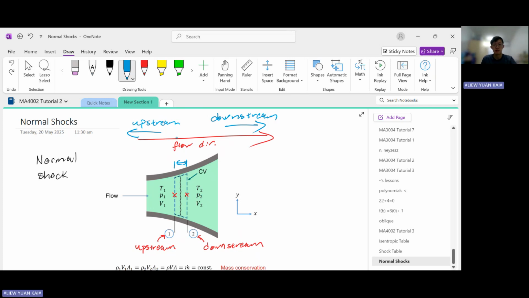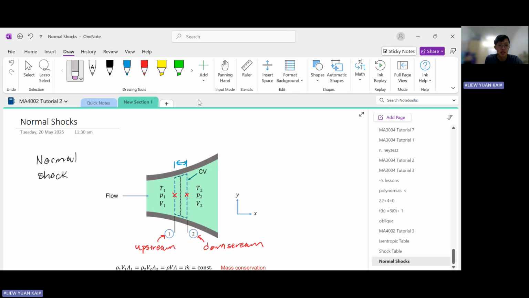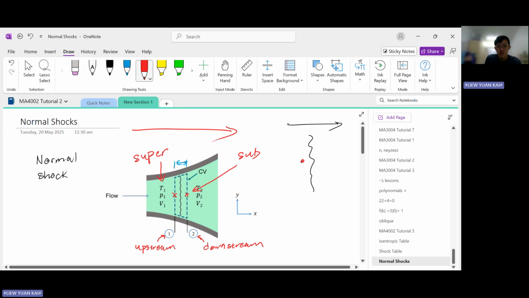What else is important to know about the structure of a shock? Assuming the flow direction is to the right as shown in this diagram, the point upstream of the shock is always supersonic, whereas the point downstream of the shock is always subsonic. This is important to remember. When you're given a shock and the flow direction is this way, it is always supersonic before the shock, and right after the shock, it will be subsonic. This is important to know.